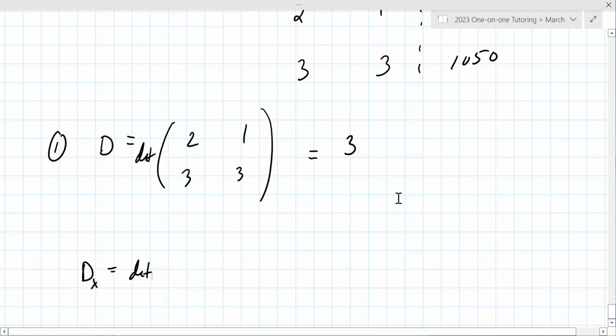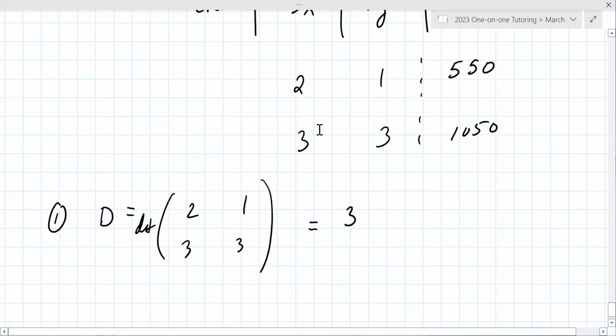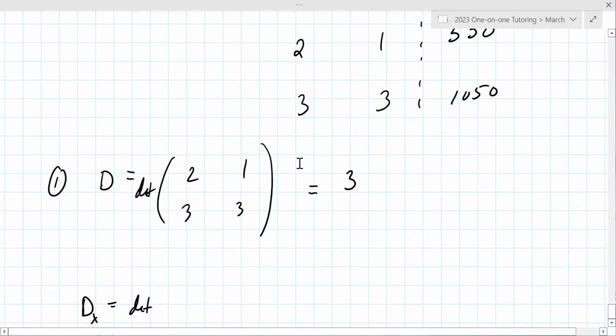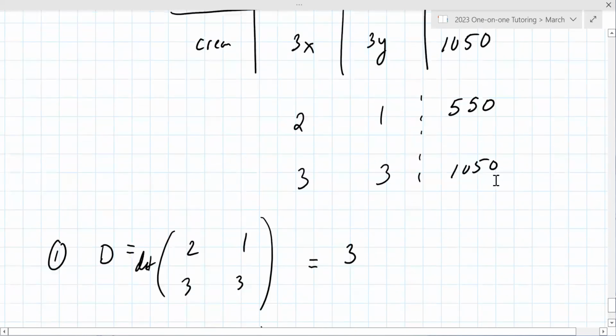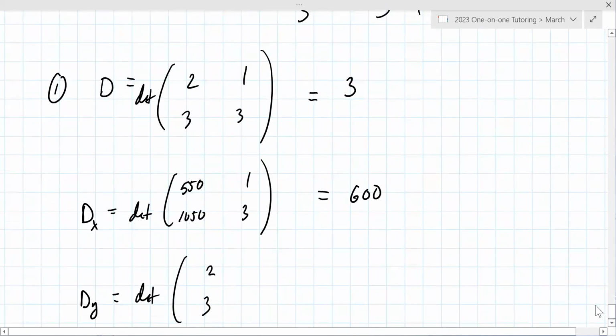Okay. The Dx, that's the harder one. You take the right-hand side and put it in the x column. So 550, 1050, 13. Now the numbers get larger, but it's the same thing. 3 times 550 is 1650, minus 1050 is 600. And I wait till the end. I don't try to jump to x is Dx over D. Just keep going. So for y, you take the right-hand side and replace the y column.